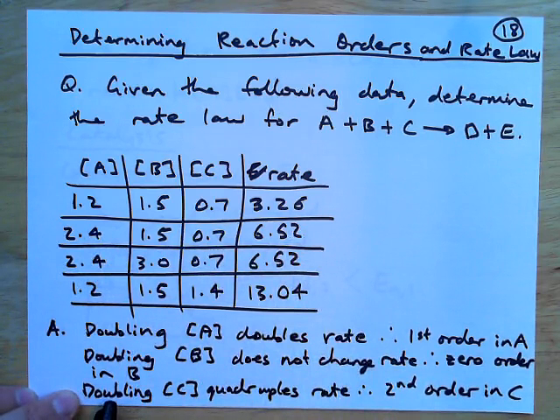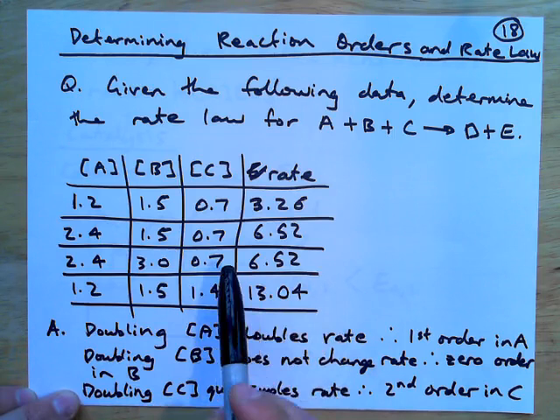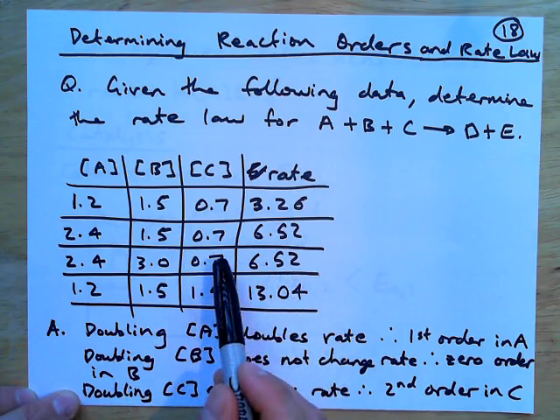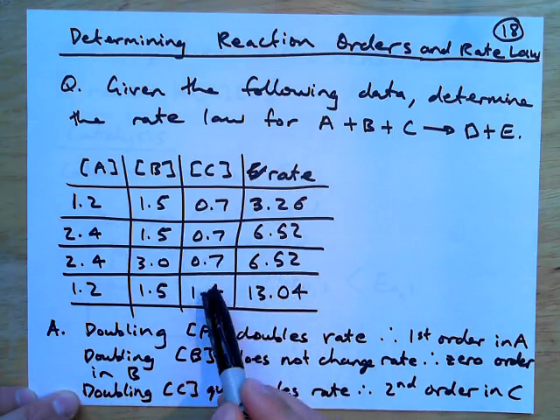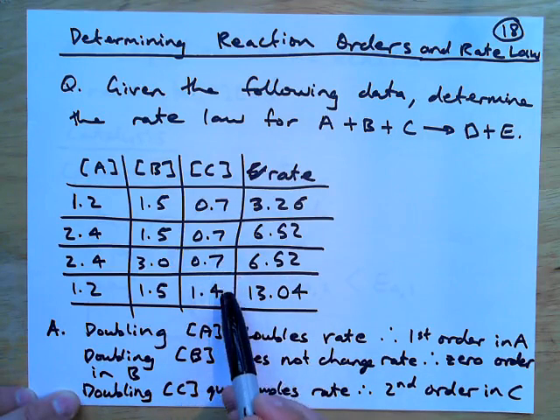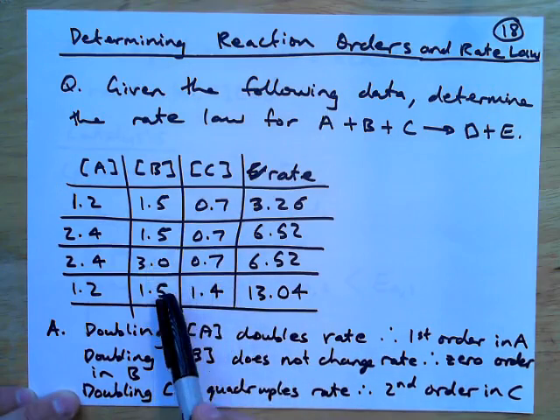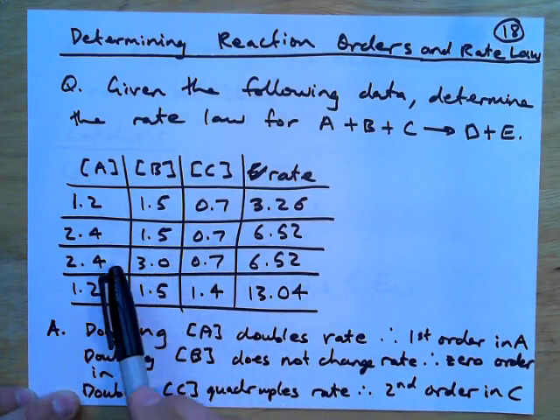So now doubling C is going to quadruple the rate. Let's have a look at if that indeed happens. To compare C, we've seen that we've doubled C, 0.7 to 1.4. The only problem is this is not appropriate to compare this rate and this rate, because we've doubled C here from 0.7 to 1.4, but B has changed from this row to this row. B has changed from 3 to 1.5. A has also changed from 2.4 to 1.2.